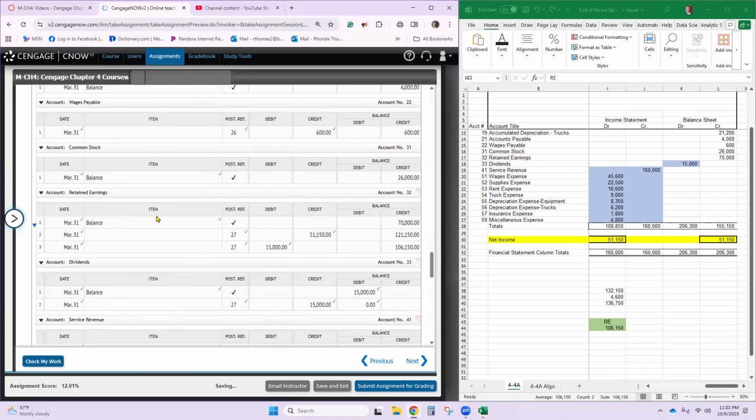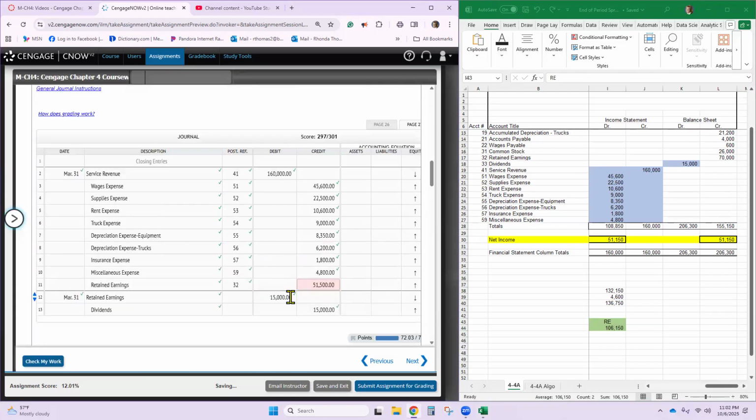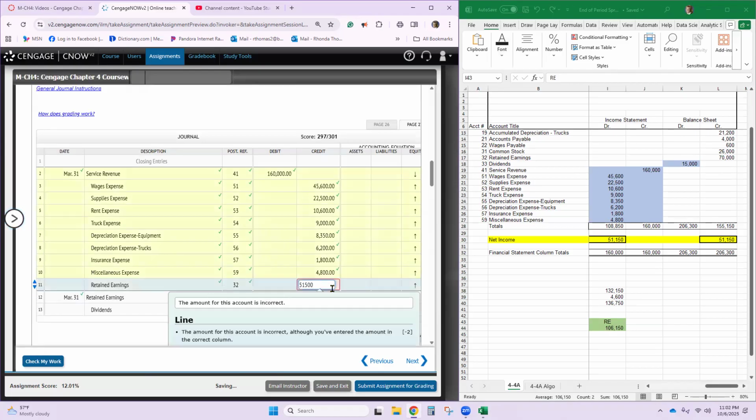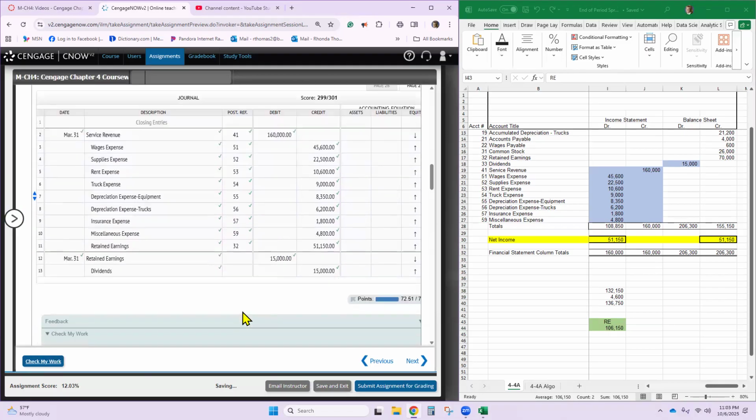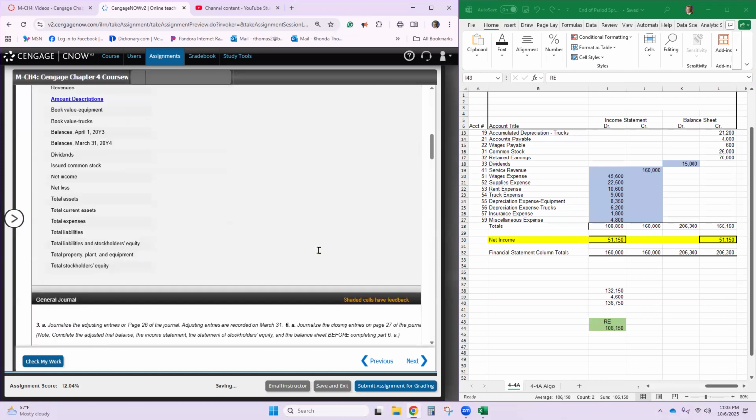I think so. So that should be our last piece. 51,150. There we go. Yep. Put that in incorrectly. Okay, what else have I left out? Oh, I forgot to post these. Sorry about that. 32. And dividend is 33. Let's give it a try. Yep. Okay. So we got 73 out of 73 there. Forgot to do those postings. I put the wrong amount in for, this really represents net income. Okay. All right. Back up to the top.